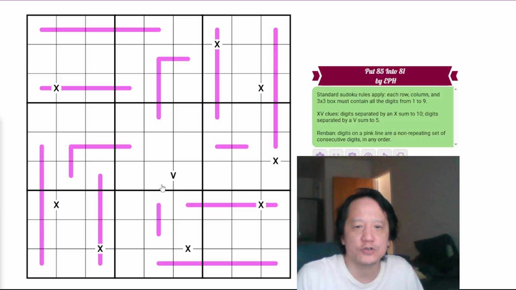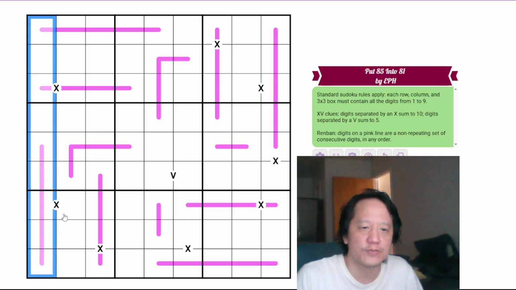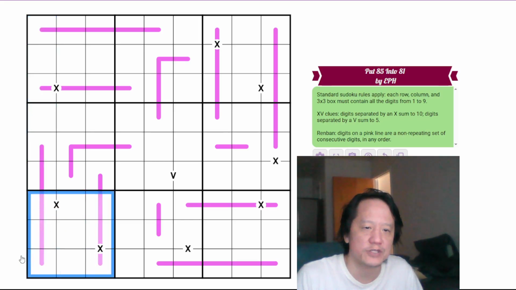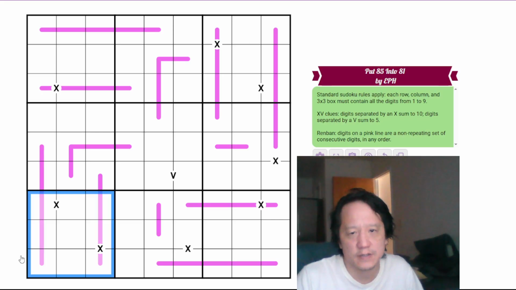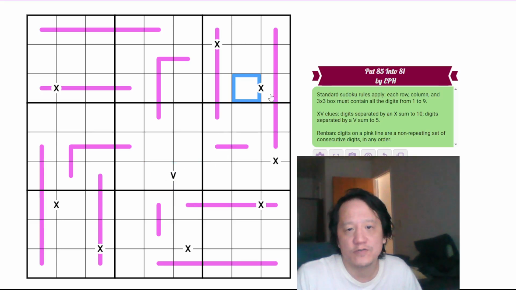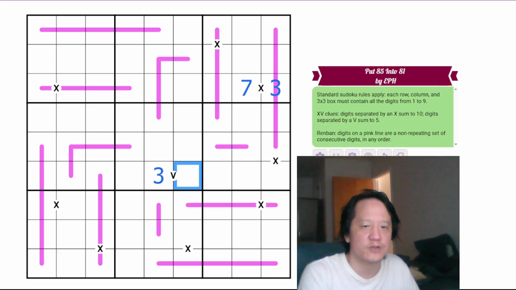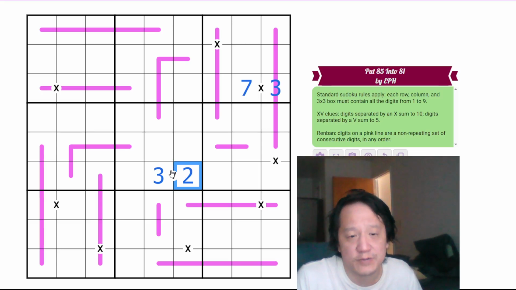Standard Sudoku rules apply, which means each row, column, and 3 by 3 box must contain all the digits from 1 through 9. We have XV clues, where digits separated by an X sum to 10, and digits separated by a V sum to 5. So, for example, if this were a 7 here, this would have to be 3, because these two digits must add up to 10, because there's an X between them. If we had a 3 here, this would have to be a 2, because these two digits must add up to 5, because there's a V between them.